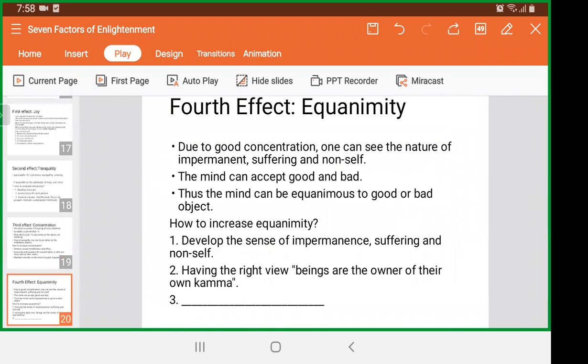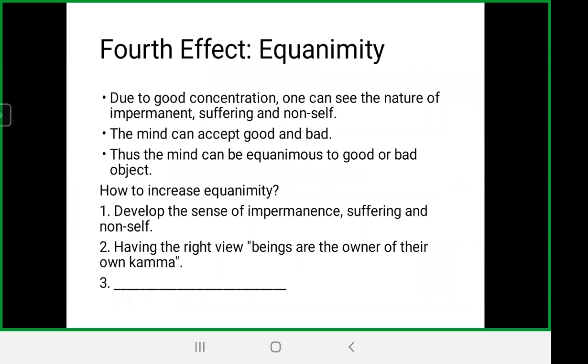Equanimity, all right? So due to good concentration, one can see the nature of impermanence, suffering and non-self. So you can see the universal characteristics. Then the mind can accept good and bad, because everything you see is impermanent, everything is suffering, everything is nothing to do with this I and self. So you can accept good and bad.